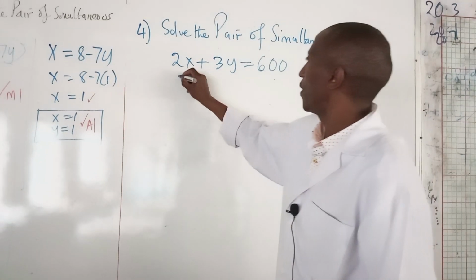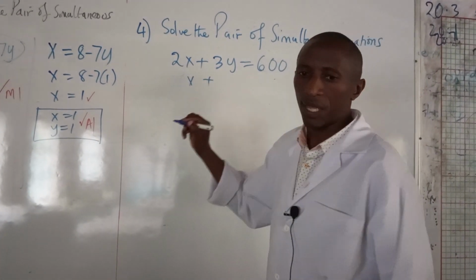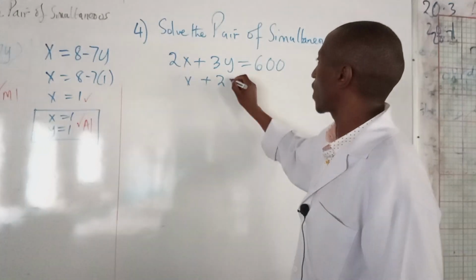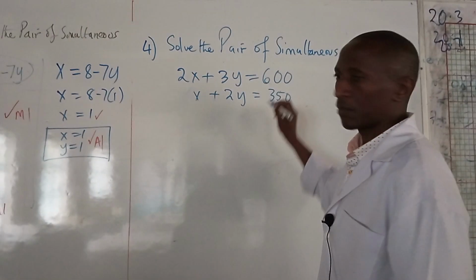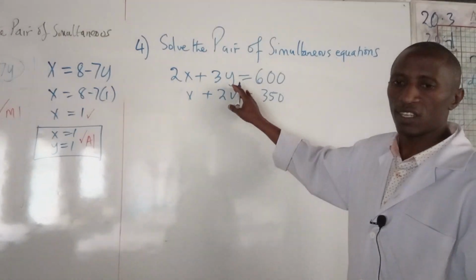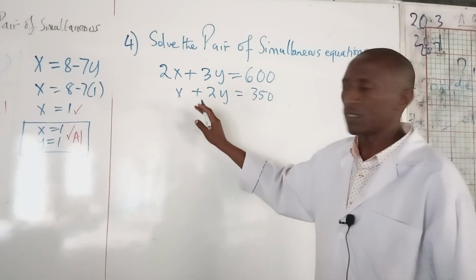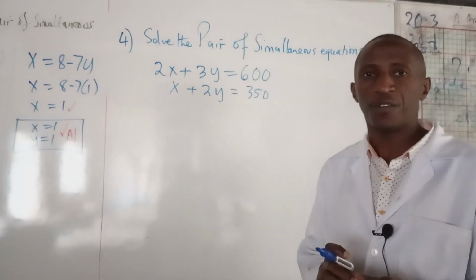Let me read that again. 2x plus 3y is equal to 600, and x plus 2y is equal to 350.